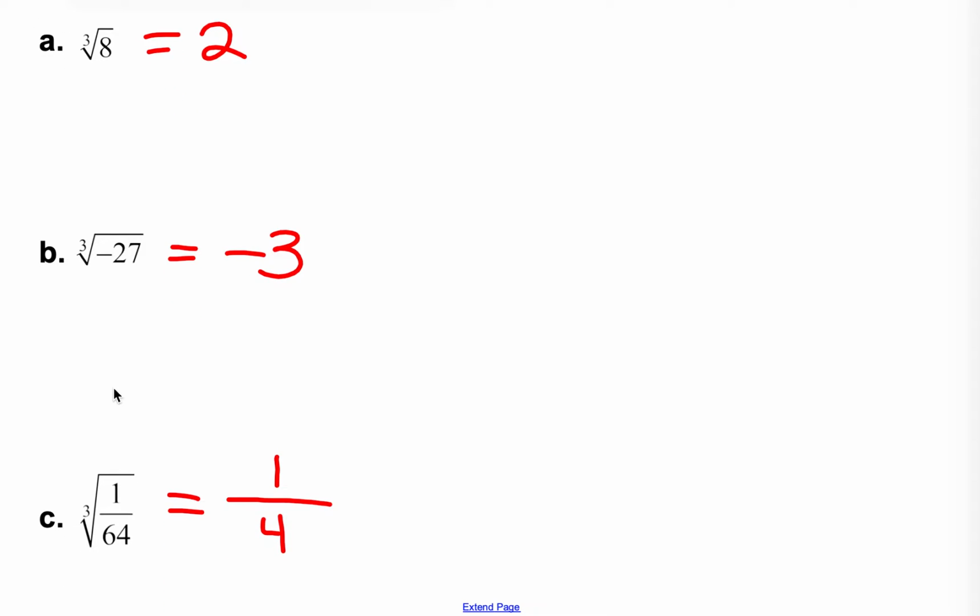Okay, and then our last one down here at the bottom, you have a fraction 1 over 64 with a cube root. That works just the same way as the square root does. If you can simplify it with division here, you certainly can do that. Otherwise, if you have perfect cubes on both parts, then you can just do the cube root of both parts. So the cube root of 1 is 1, the cube root of 64 is 4.